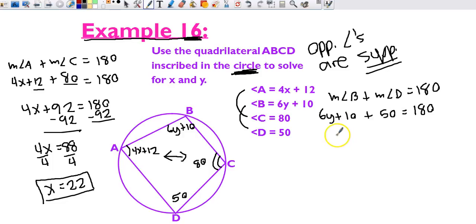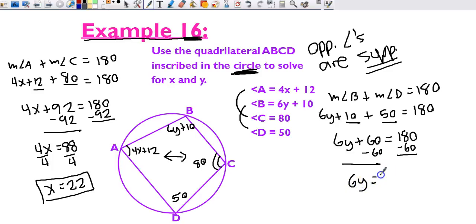So that's going to be 6y plus 60. We combine like terms again. Subtract the 60 from each side. And divide each side by 6. So y is 120 divided by 6, which is going to give you 20.